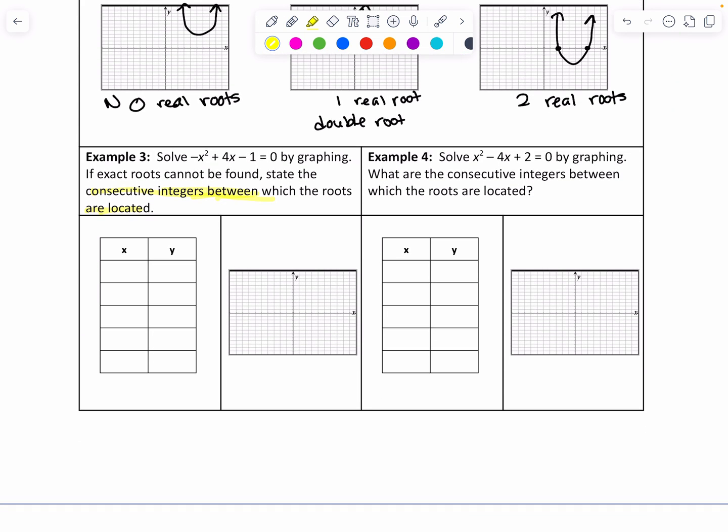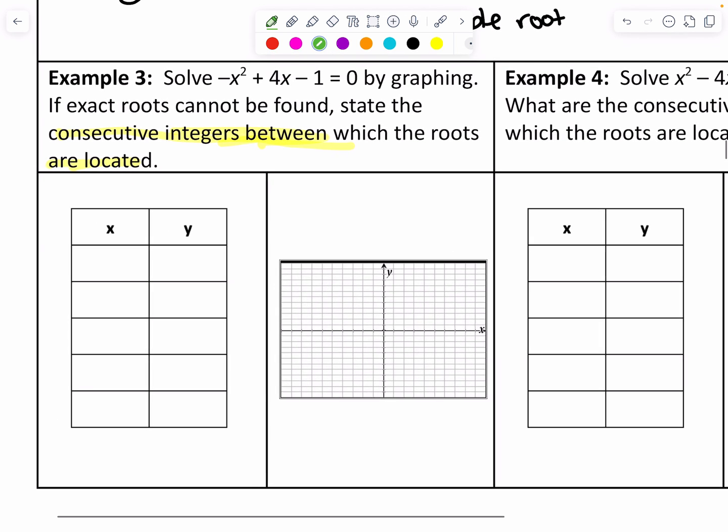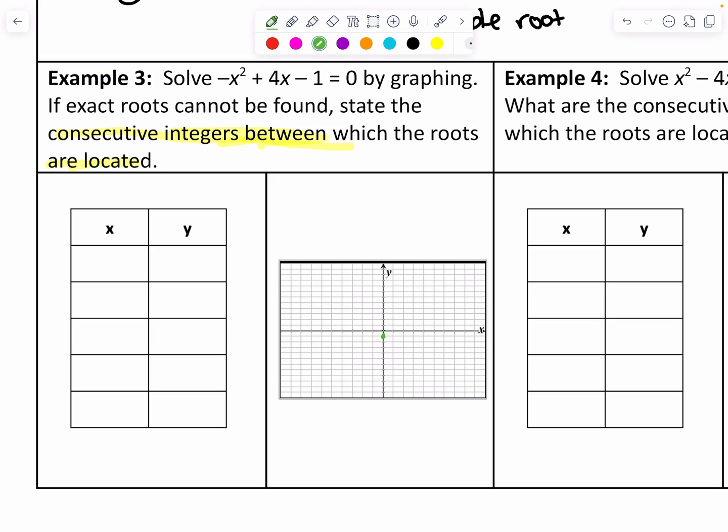So first thing, does anything multiply to be -1 and add to be 4? Or I guess we could multiply by that negative. So does anything multiply to be 1 and add to be 4? No, so I can't factor this. So I'm going to have to graph it. I have a y-intercept at -1.